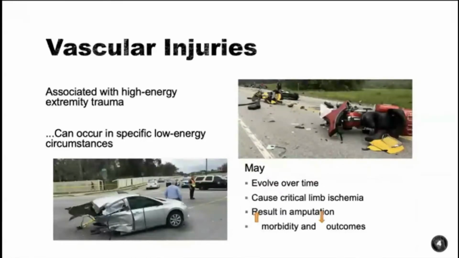It's really important that orthopedic surgeons be able to identify and manage vascular injuries associated with extremity trauma because they may evolve over time. They can cause critical limb ischemia that can lead to amputation. And for many injury patterns, they actually increase the morbidity and worsen the outcomes, even when limb salvage can be performed.